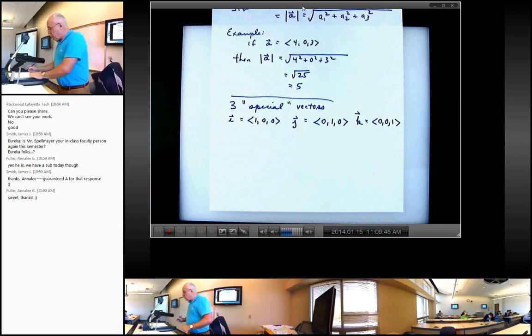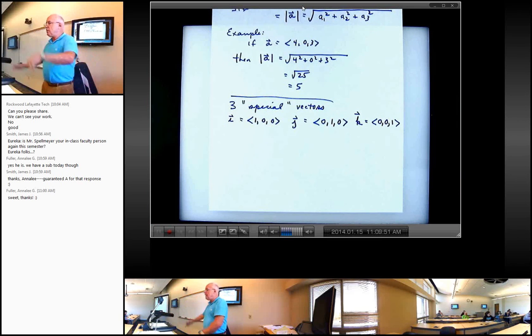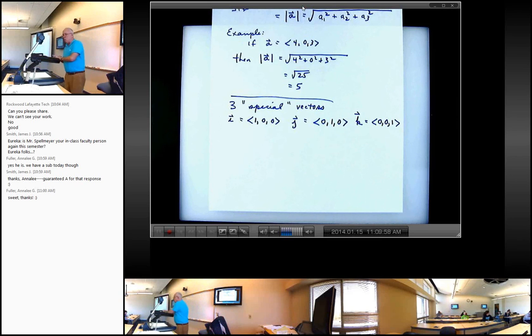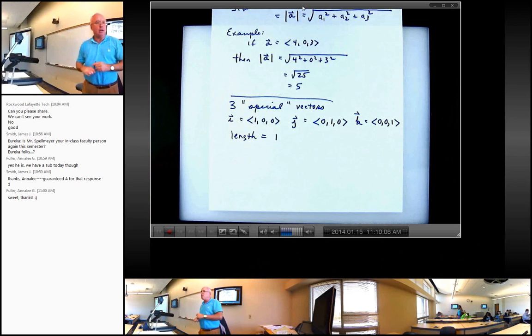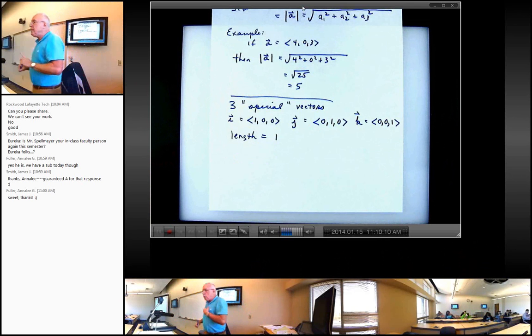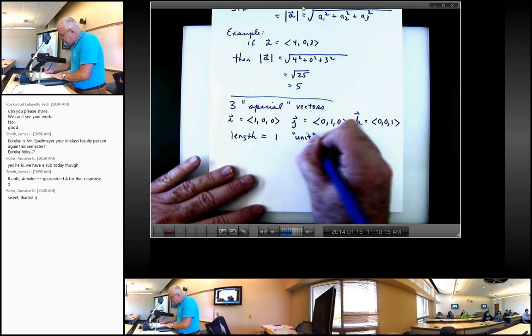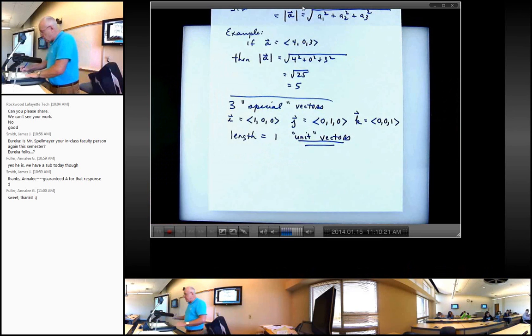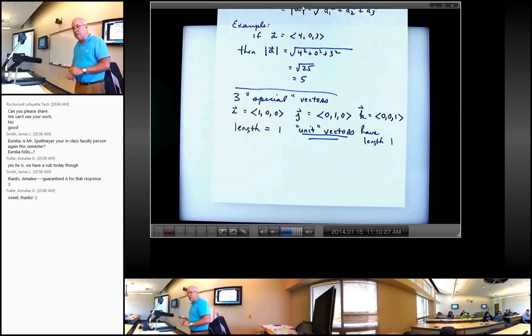One thing to remember: i, j, k go along in the alphabet, and the first has a 1 in the first spot, the second has a 1 in the second spot, the third has a 1 in the third spot. These all have length equal to 1. If we do that length formula, they all have length equal to 1, which means, and this is perhaps a new term, that these are unit vectors. Unit vectors have length 1. So their size is 1.